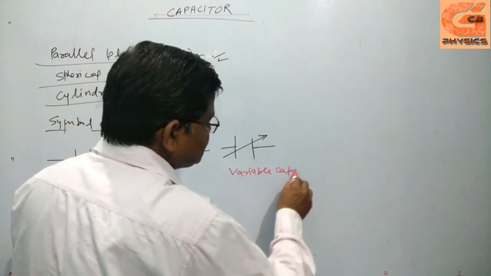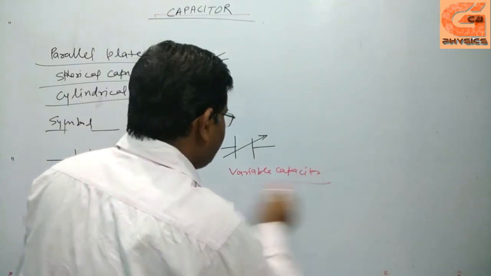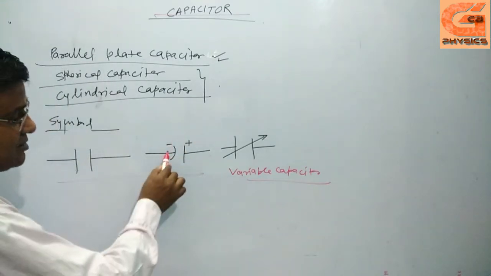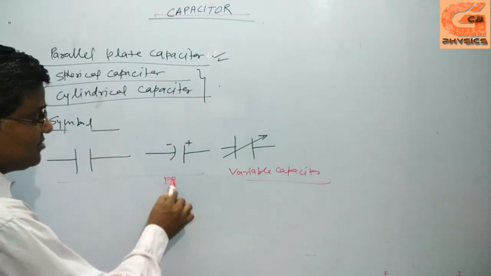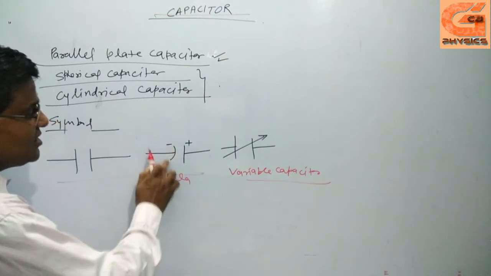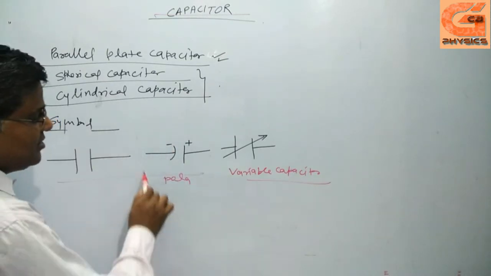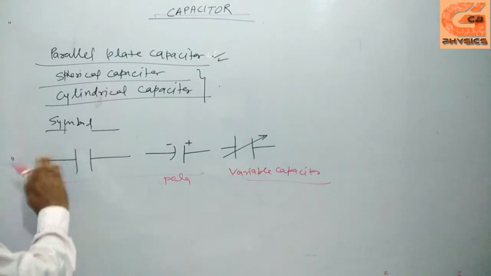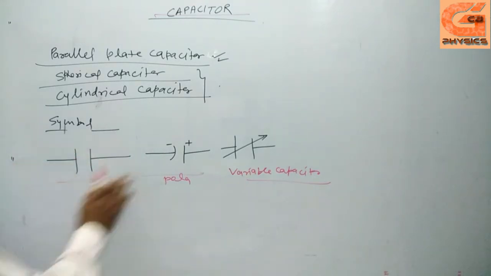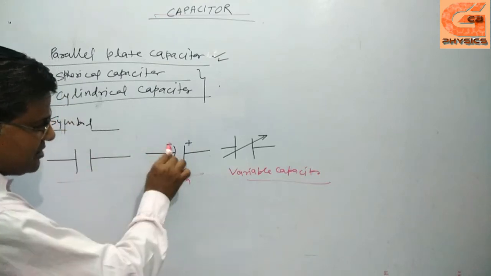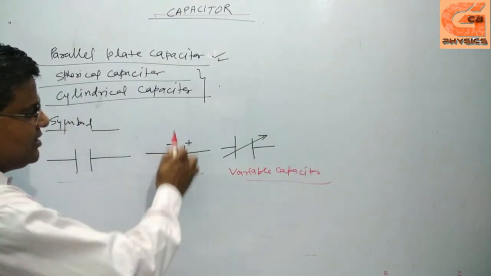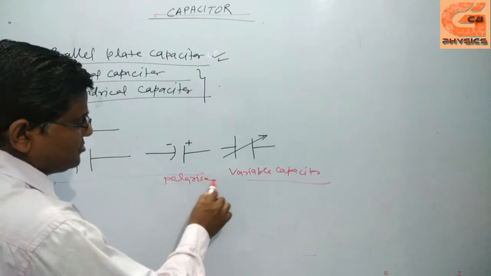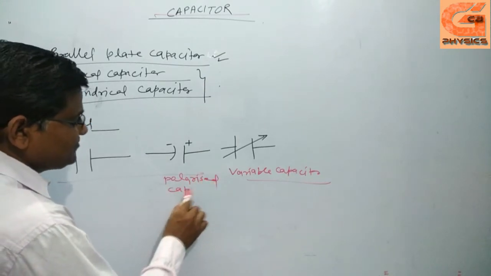Both are fixed capacitors. And this one is the polarized capacitor. Why? Because this end is curved, and the curved end indicates the negative plate, and this is positive or negative, both maybe, but here the curved plate is negative and the straight line is positive. That's why it is called polarized capacitor.